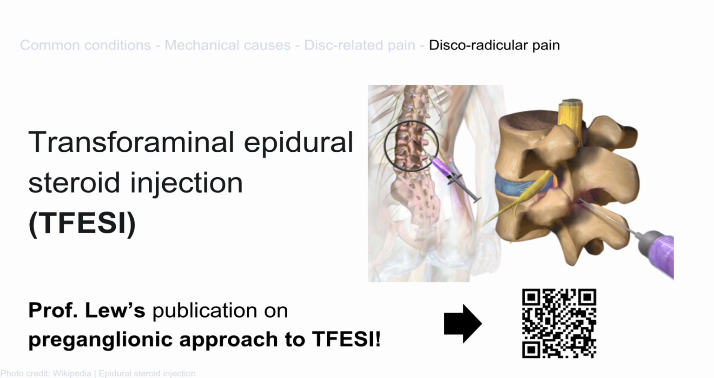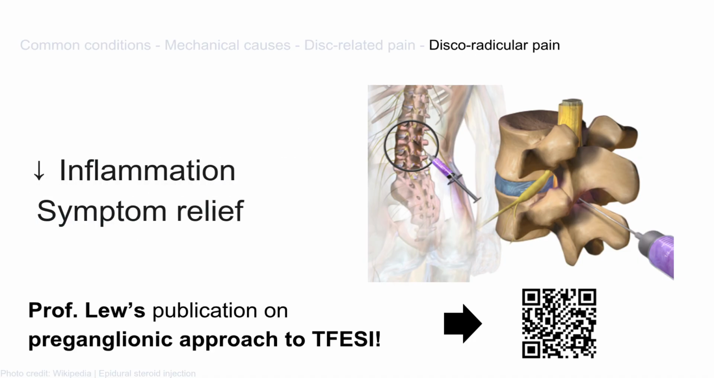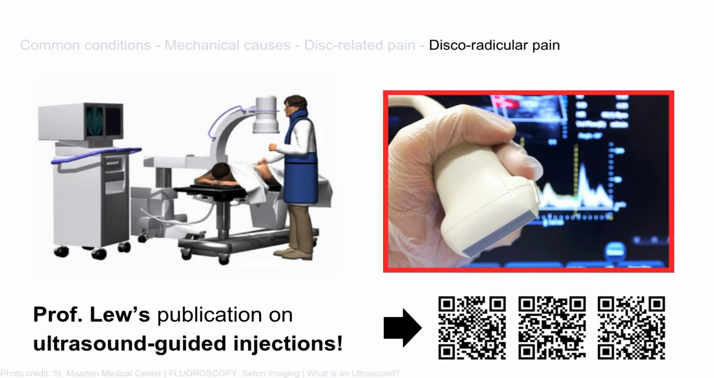When this type of pain is persistent or severe, one treatment option we often consider is transforaminal epidural steroid injection, which delivers steroids right to the area around the affected nerve root. It helps reduce inflammation and can provide significant symptom relief. This procedure is usually performed under fluoroscopy or ultrasound guidance for accuracy and safety.